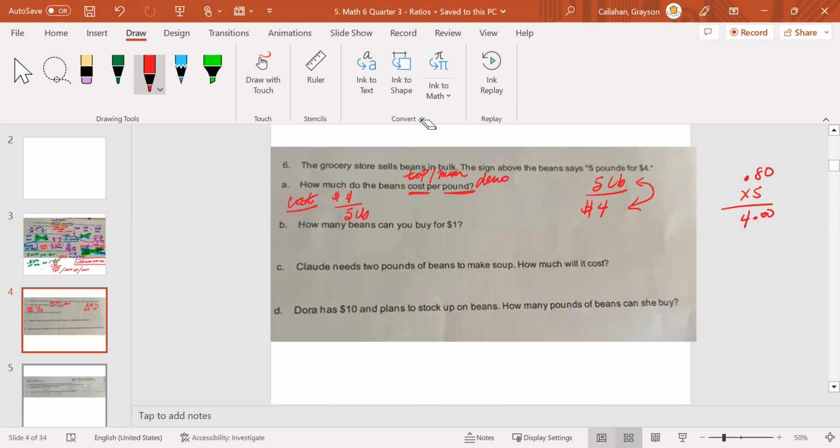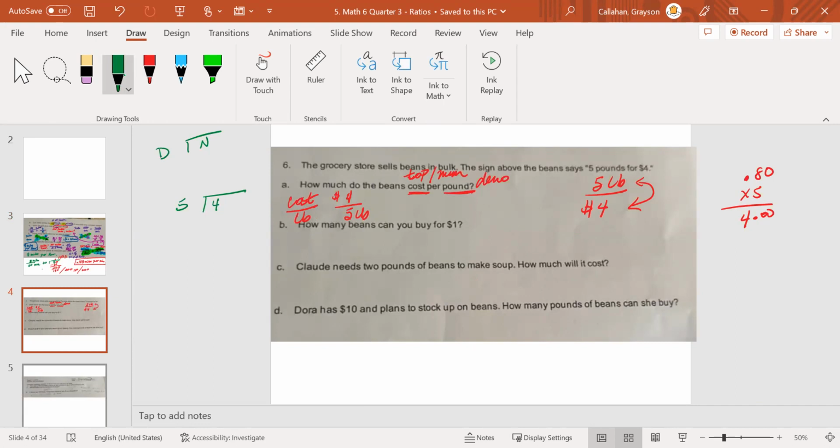Right? This is per pound. Okay. So then we're going to do some math. On the side, we're going to do 4 divided by 5, because remember, your numerator goes inside the fraction. Remember how we divide? Numerator inside, denominator on the outside, right?